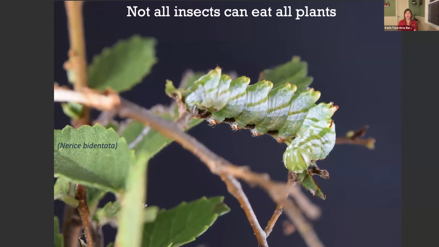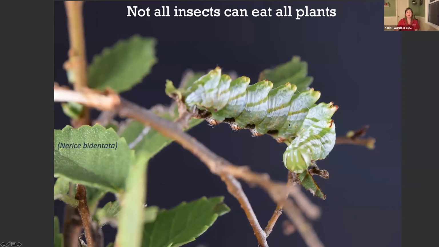So first of all, I just want to review that not all insects can eat all plants. And today I'm primarily going to be focusing on herbivorous insects in general. And you'll notice that I have a propensity for caterpillars, which you'll have to humor me on. But this can be true for almost all herbivorous insects. So here you have a double-toothed prominent caterpillar, and it only eats elm species, which you can see based on its defensive spines that are shaped like the edge of an elm leaf.